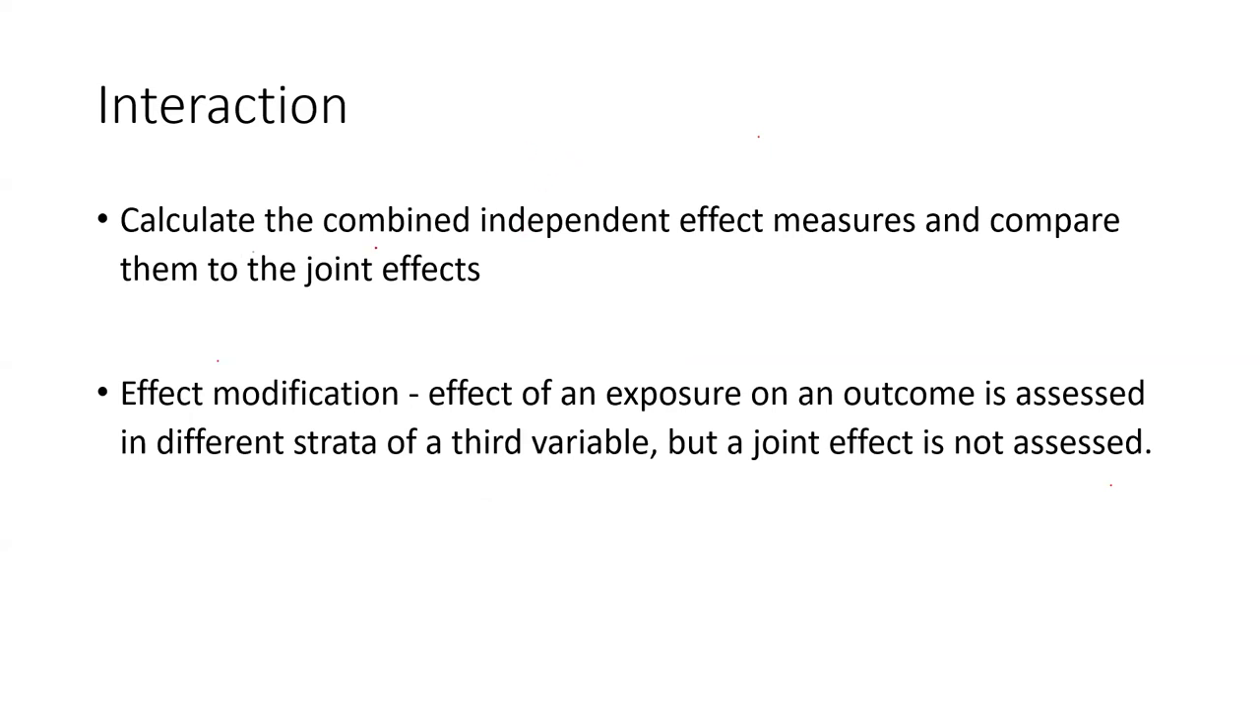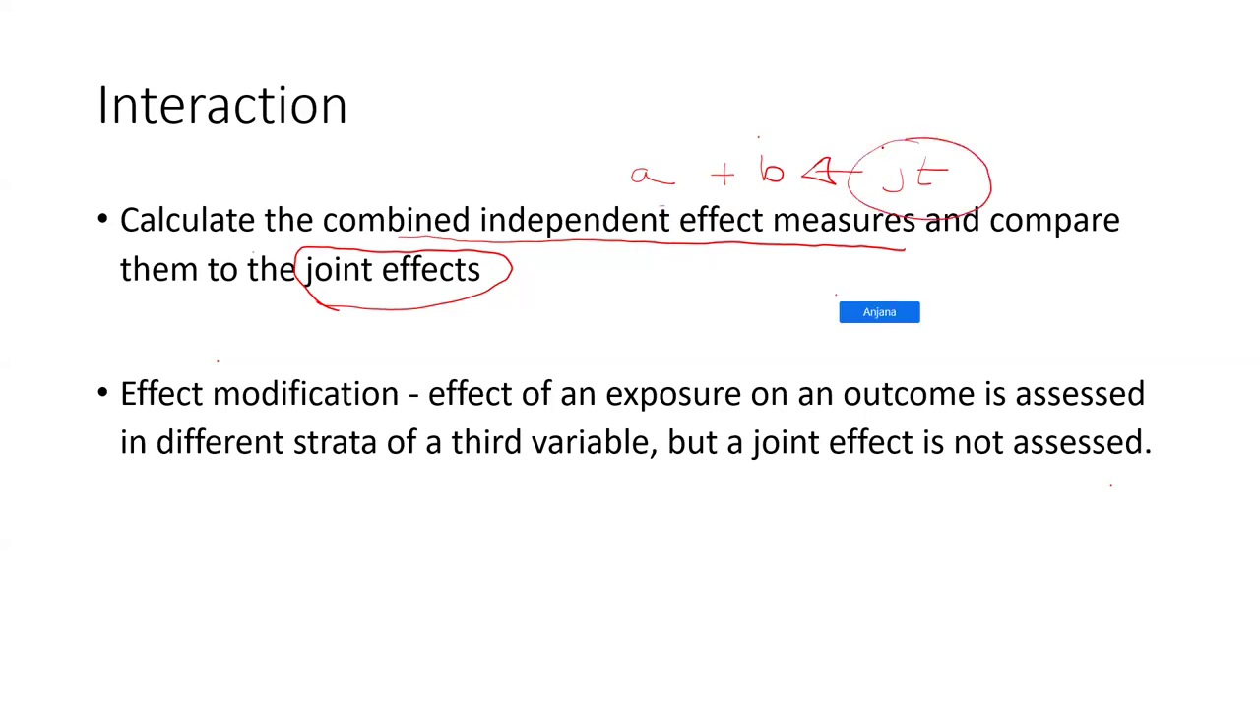We are interested in the joint effects of multiple exposures, usually say 2 exposures. So we are interested to see how these joint effects differ compared to the combined independent effect measures. So you have 2 measures. If you combine the effects of these 2 measures, how is your joint effect with regard to the combined effects of these effect measures independently? That is interaction. If this is more or less, you say there is an interaction. So you are interested in the joint effects.